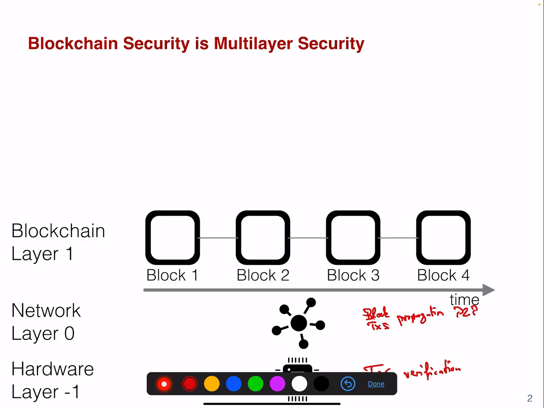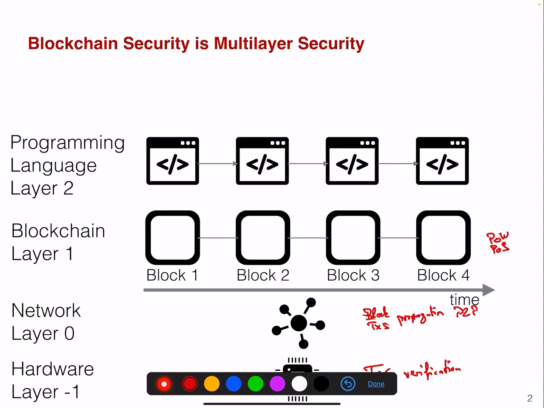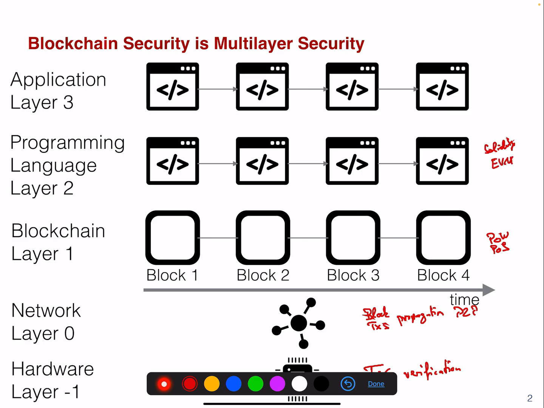Then you have the blockchain layer or consensus layer. So there you might have, for example, proof of work or proof of stake. And you decide what is the truth, right? How do you present truth in the network? Then you have the programming language that could be, for example, Solidity, or it's compiled down to the EVM. And then you have the application layer, and this is the application logic that you're running.